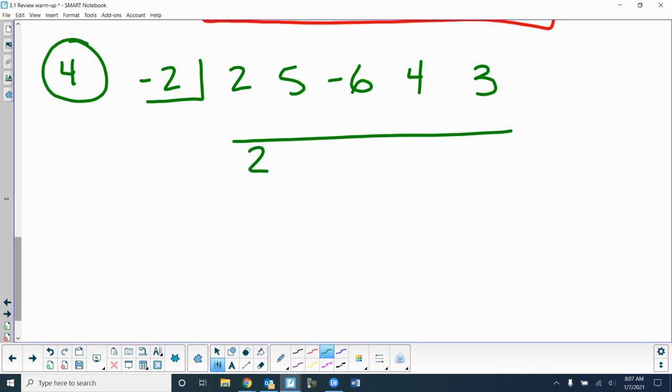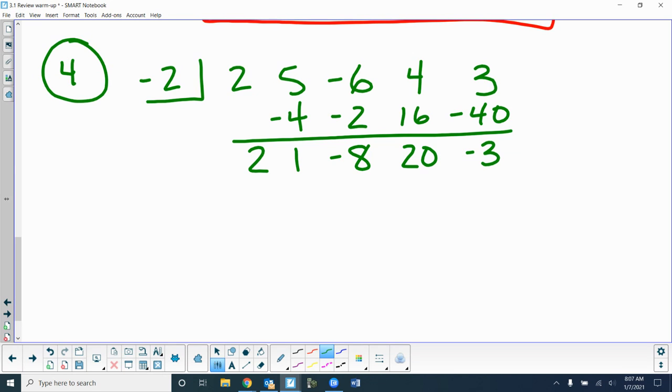All right, so multiply negative 2 times 2. Add those, you get 1. Negative 2 times 1. Add those. Negative 2 times negative 8 is positive 16. I get 20. Negative 2 times 20 is negative 40. When I add those, negative 37. So that one again started out as x to the 4th. This would be x cubed plus x squared plus that over x plus 2.